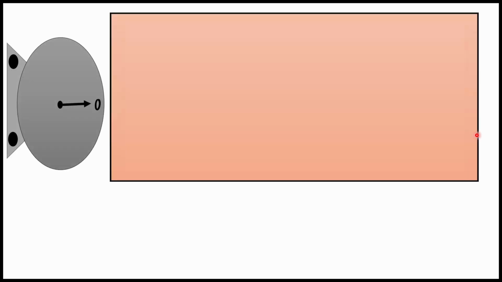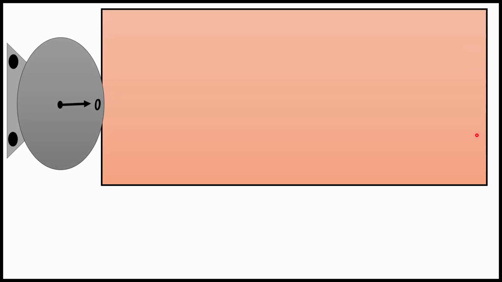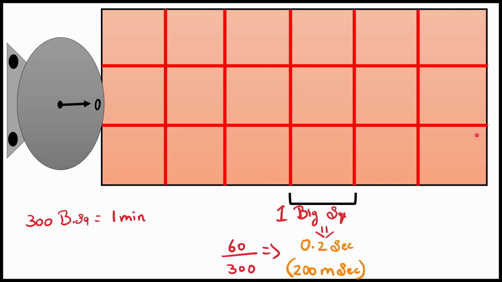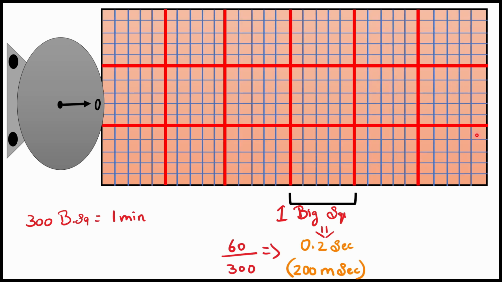Till now we have seen the electrical activity of the heart. Let's see the graph paper which records it. Each graph sheet will have big and small squares. Basically 300 big squares equal 1 minute, or 60 seconds. So 1 big square equals 60 by 300, which means 0.2 seconds or 200 milliseconds. Each big square has 5 small squares. So 1 small square equals 0.04 second or 40 milliseconds.